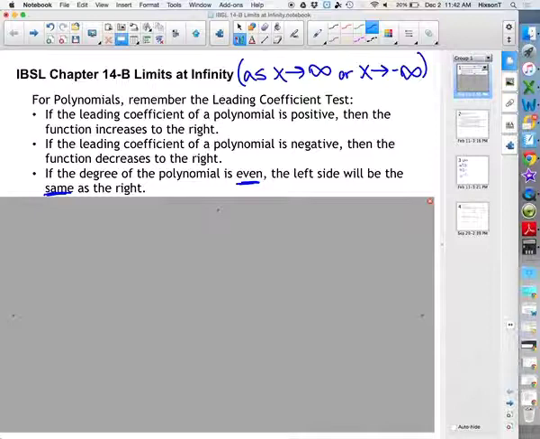Okay? If you want everything to be even with people, you do the same thing with all of them.